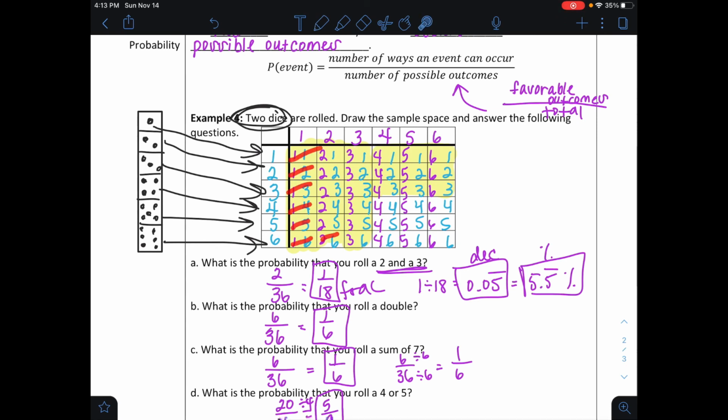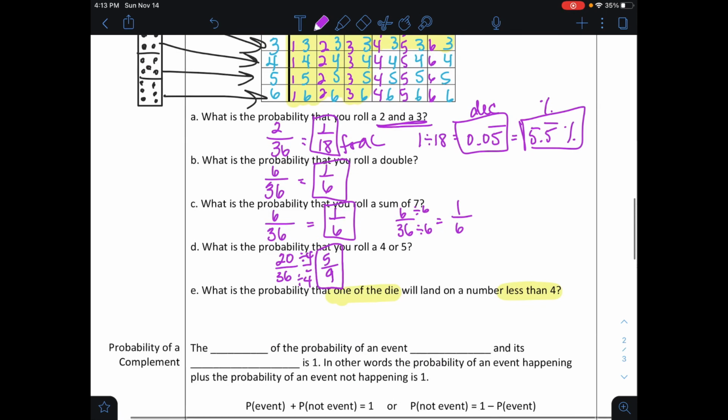Let's count them up. 1, 2, 3, 4, 5, 6, 7, 8, 9, 10, 11, 12, 13, 14, 15, 16, 17, 18, 19, 20, 21, 22, 23, 24, 25, 26, 27. So 27. And then again, 36 total. All right, if we divide both of those by 9, or you can type it in your calculator if you couldn't think of that, that'd be 3 over 4. All right, cool. So that's that. Theoretical probability in a nutshell.